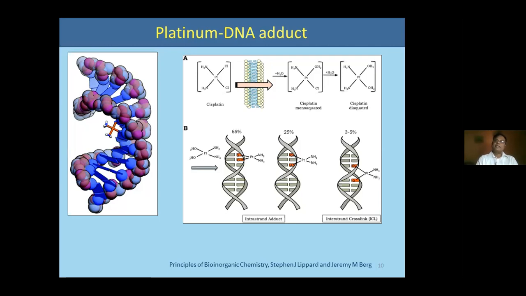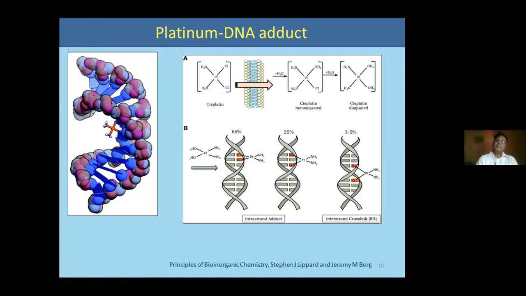And in that case, inside the cell, in the cytosol, the water molecule, which has been proved spectrophotometrically through the spectrochemical series, is a stronger ligand than chloride. So it substitutes the chloride ion. Both the chloride ions get substituted, and the whole complex becomes cationic in nature.